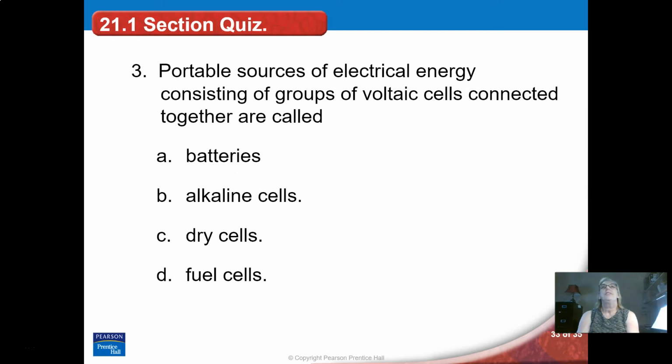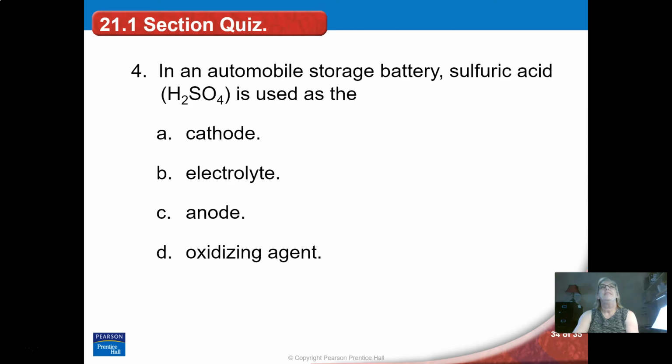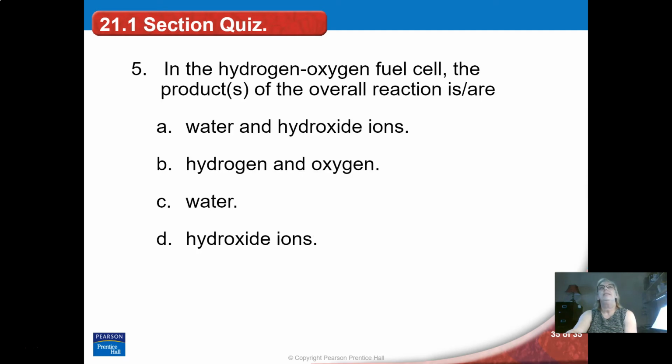So portable sources of electricity use voltaic cells, and they are called batteries. Good. And then in automobile storage batteries, sulfuric acid is used as, what do you think we use that for? Good. We need to have electrons moving, and charges have to be balanced, so that's the electrolyte. We use sulfuric acid in battery. And then last, fuel cells, what is going to happen? Very good. We're going to form water. Good job.